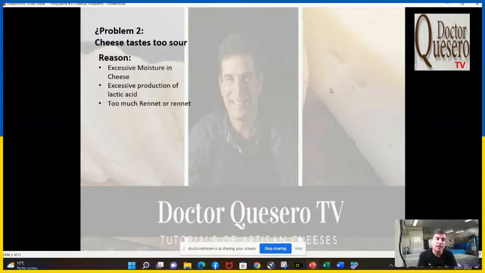And the other one is too much rennet. When you add too much rennet, your cheese doesn't become a little bit sour, it becomes bitter. If you add too much rennet, your cheese will become bitter.